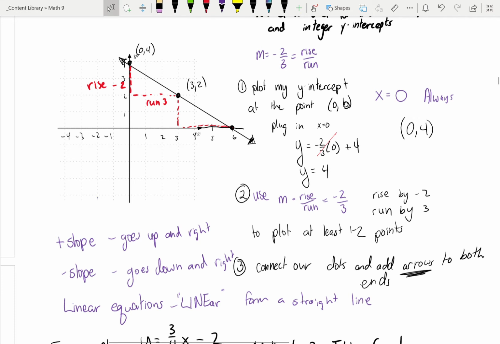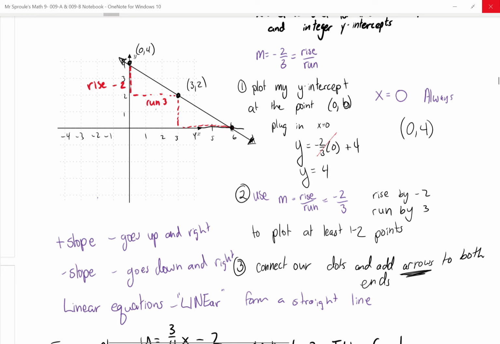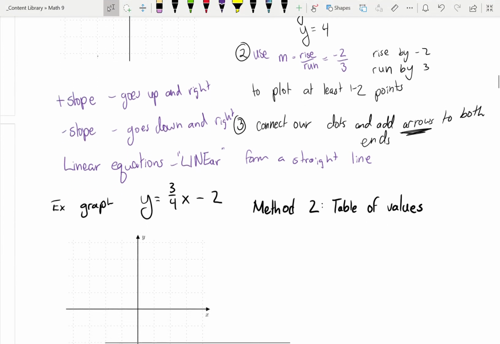And you can see that because I had to estimate this one and hand draw it, it's not going to be perfect. So I do recommend using graph paper just so you can accurately use this check.